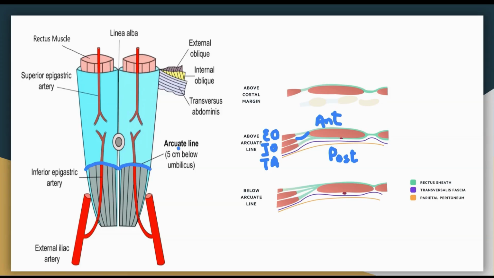Now, there is another thing: the superior epigastric artery and vein and the inferior epigastric artery and vein are the structures present within the substance of the rectus sheath. The inferior epigastric artery is a branch of the external iliac artery, whereas the superior epigastric artery is branched from the internal thoracic artery. This internal thoracic artery is a branch of the subclavian artery.